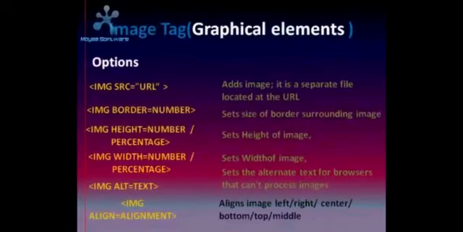These are image tags which are used to add image in our HTML document. Like the first option you can see here, img src equal to URL. It is used to add image, and here we have to define the path from where the image has to be loaded, and other options are also given. Image border, this sets the size of the border surrounding the image. Image height, it sets the height of the image. Width, it sets the width of the image, and alignment, etc.